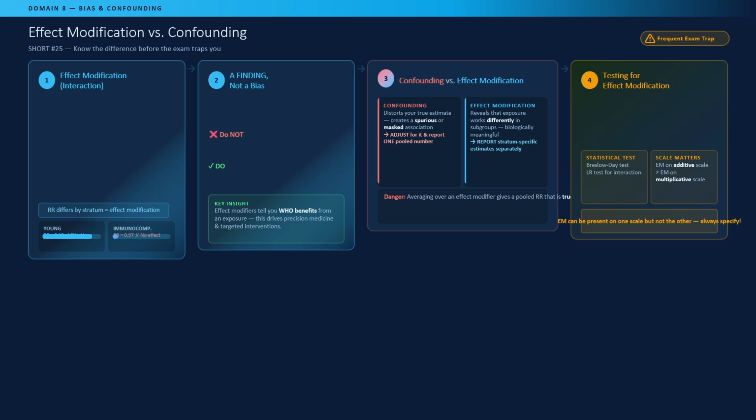And one last subtlety that examiners love, scale matters. Effect modification on the additive scale is not the same as effect modification on the multiplicative scale. You can have it on one and not the other. So whenever you report interaction, always specify which scale you're talking about.